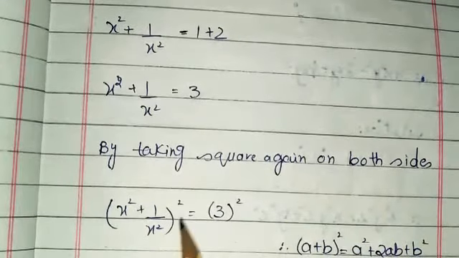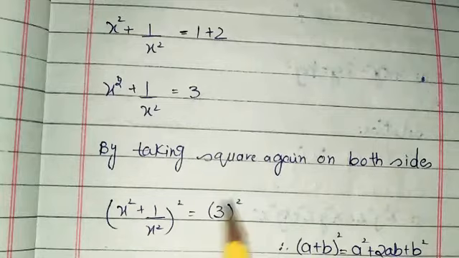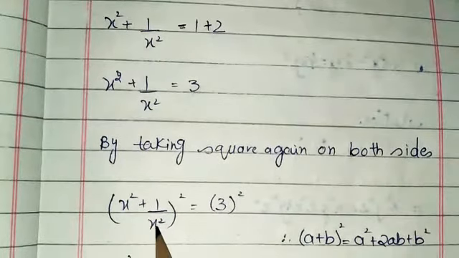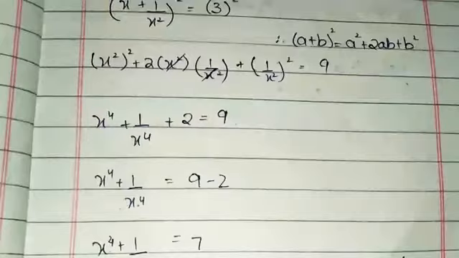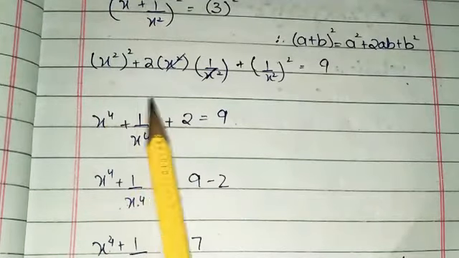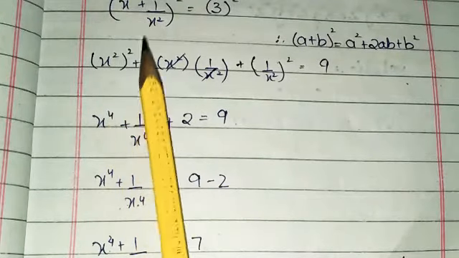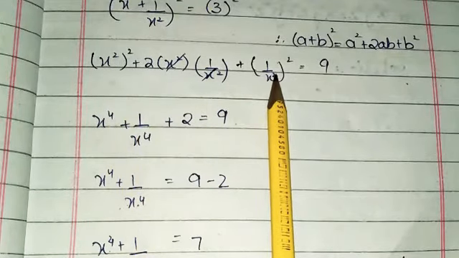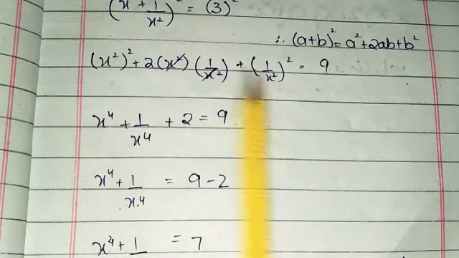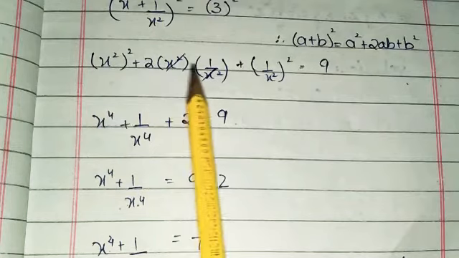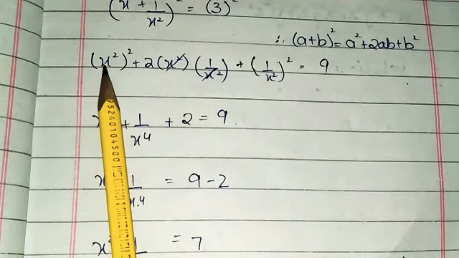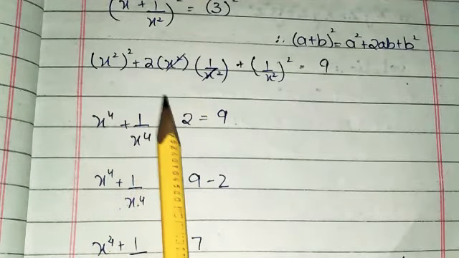X square plus 1 over x square whole square is equal to 3 whole square. As you can see that both terms having plus sign and having whole square, we will use the formula a plus b whole square is equal to a square plus 2ab plus b square. So square of first term, which is x square whole square, square of second term, which is 1 over x square whole square, plus 2 formula x square into 1 over x square. Both are multiplying, so they cancel out. Here we got x4 plus 1 over x4.